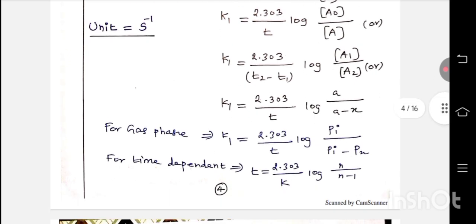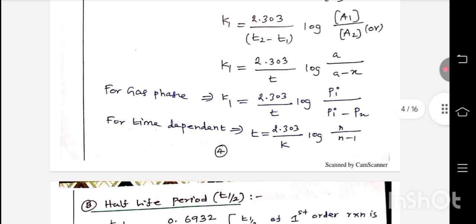For gas-phase reaction, the first order rate constant equal to 2.303 by t log partial pressure of initial divided by (partial pressure initial minus partial pressure x). For time dependent equation, t equal to 2.303 divided by K log n into n by n minus 1.